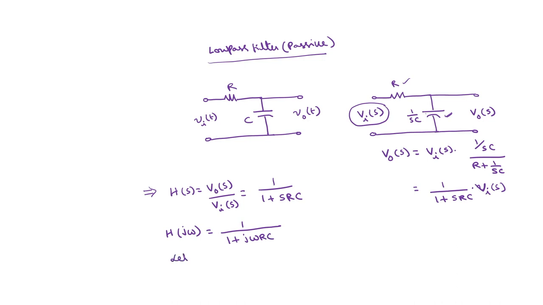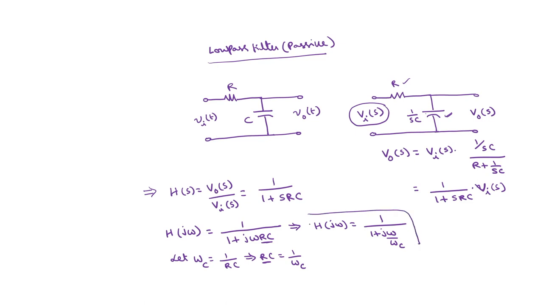If I define omega c is equal to 1 by RC, this implies RC is equal to 1 by omega c. So what happens to this H of j omega? 1 over 1 plus j omega, this RC becomes 1 over omega c, so omega by omega c. So this is the transfer function of the given circuit.